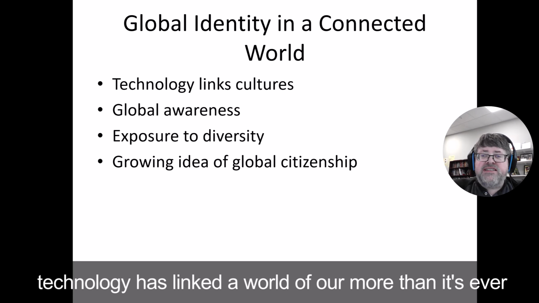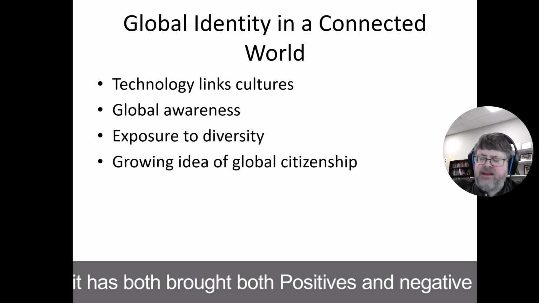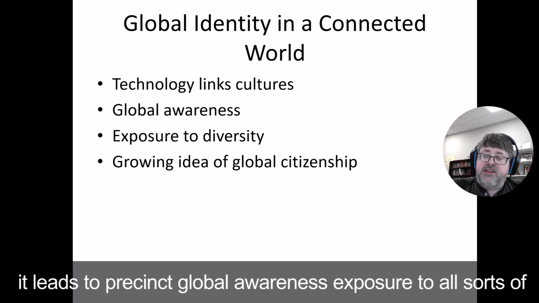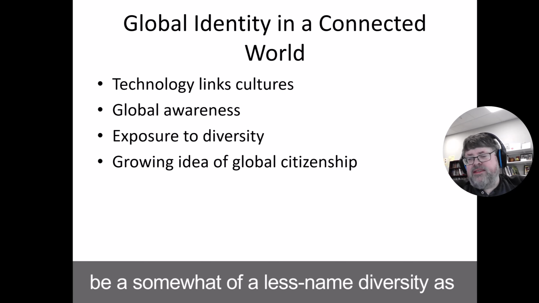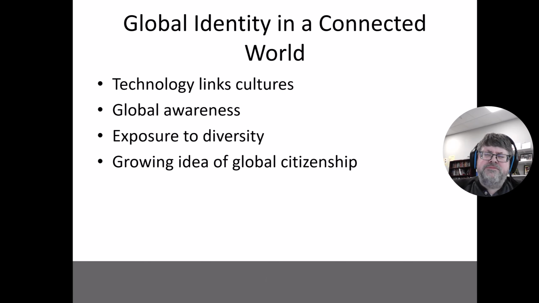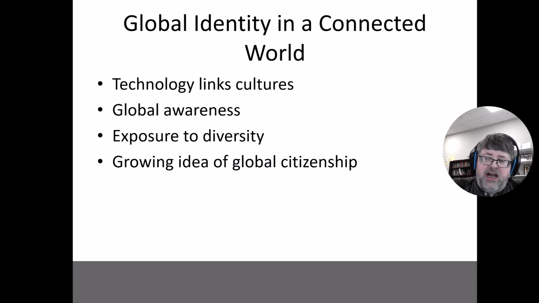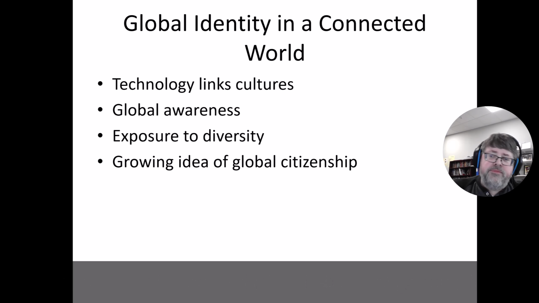And technology has linked the world far more than it's ever been linked before. That has brought both positives and negatives. It leads to increasing global awareness, exposure to all sorts of cultural diversity, even as, at the same time, there tends to be somewhat of a lessening of diversity, as technology tends to reinforce dominant perspectives. And there's been for the past several decades this growing idea of global citizenship.